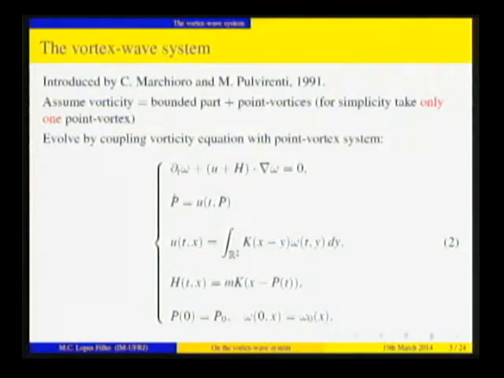I'm just doing it with a single point vortex because from the point of view of the talk, there's no cost in doing that. So I'm just assuming for the most part that I'm only talking about the bounded part of vorticity plus one point vortex. And so this would be the classical formulation of the vortex-wave system in accordance with Marchioro and Pulvirenti. It's a fair question to ask, where's the wave? The point vortex is very clear where it is, but where's the wave?